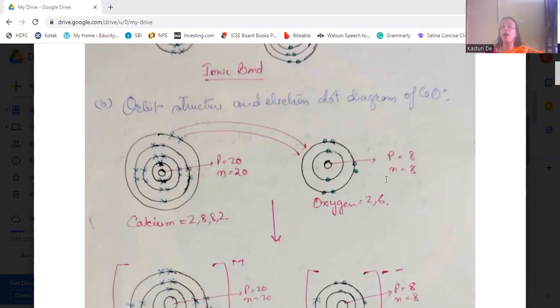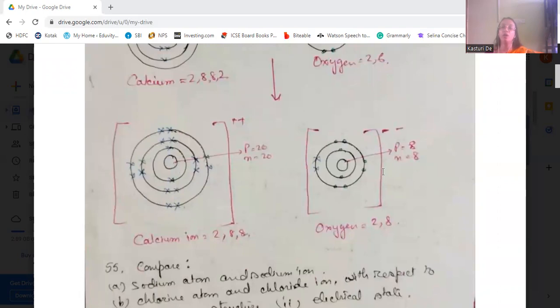Okay. So after giving 2 electrons to oxygen, calcium will gain a 2 positive charge. And oxygen, as it is gaining 2 electrons, will have 2 negative charges. Okay. So the electron diagram, the orbital diagram, will be like this.